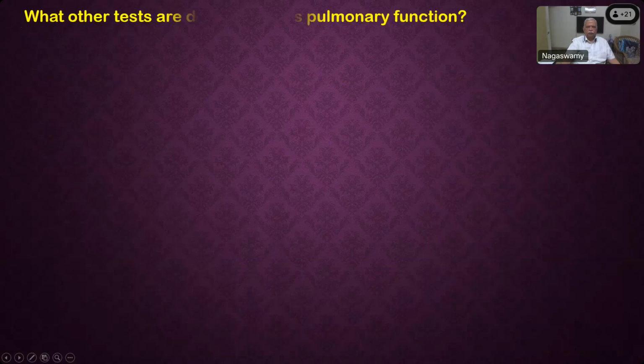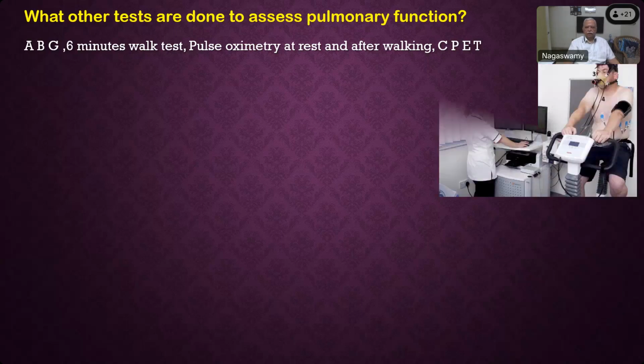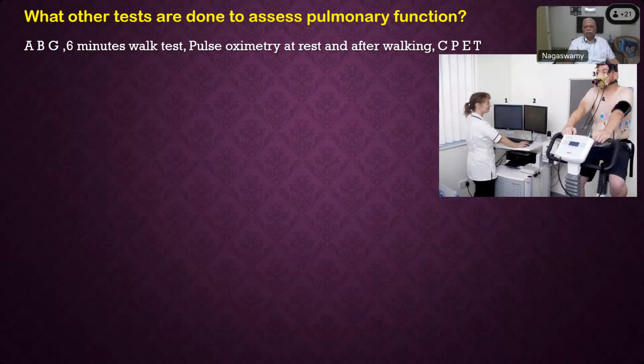physiological dead space. What other tests are done to assess the pulmonary function? Apart from these pulmonary function tests, what are all the corroborative tests that you should do? ABG, 6-minute walk test, pulse oximetry at rest and after walking, and cardiopulmonary exercise testing. All these are corroborative tests. What is shown here?